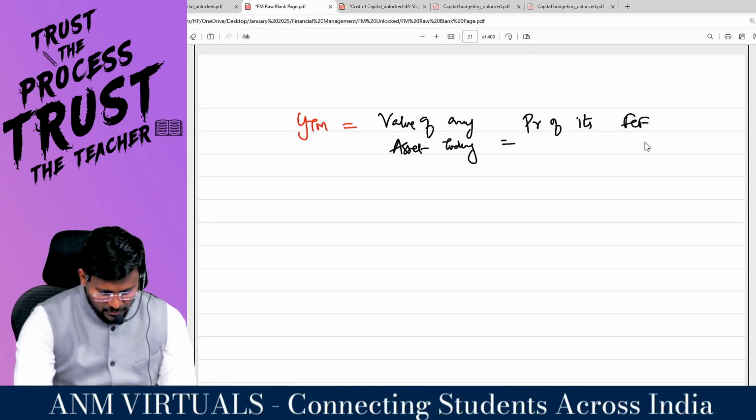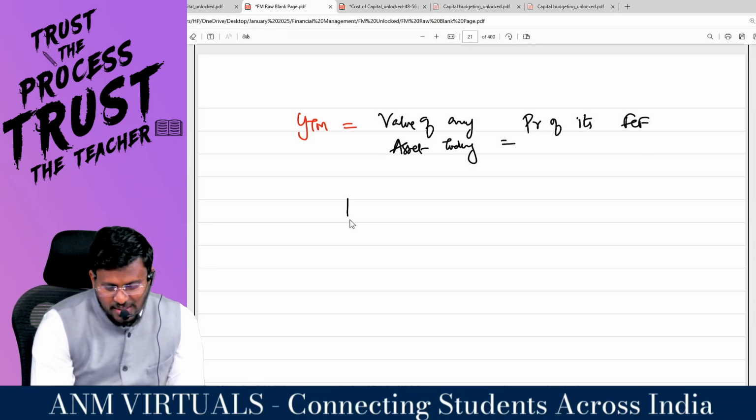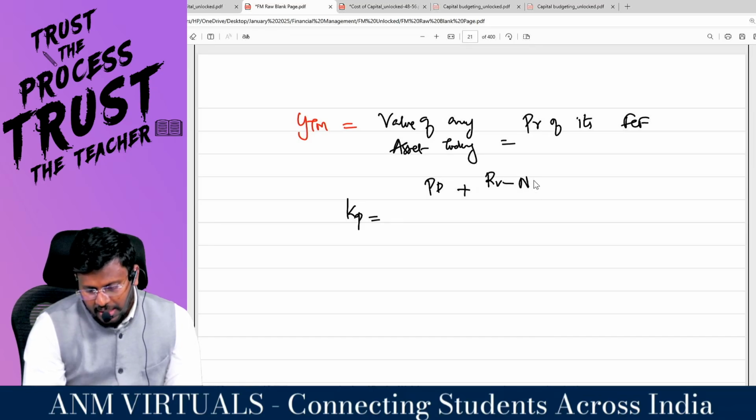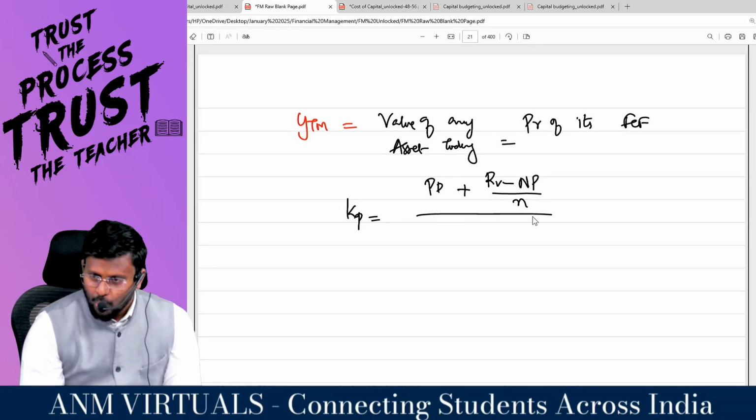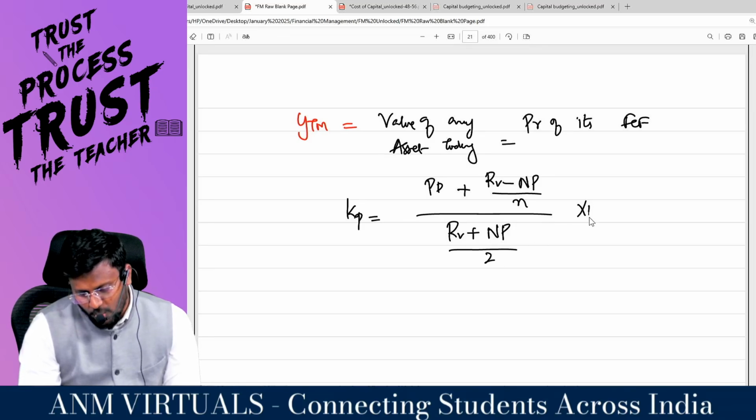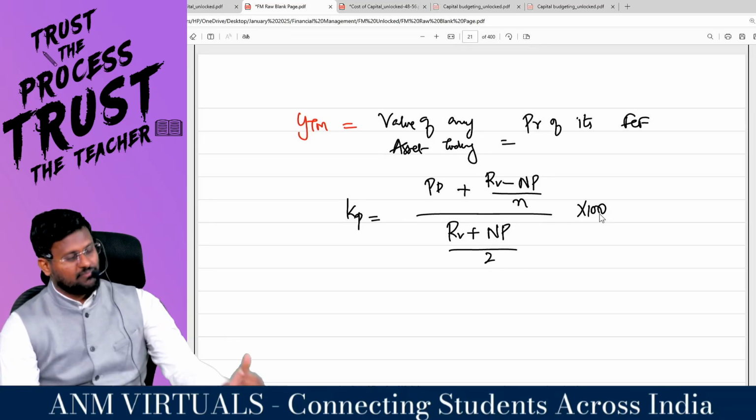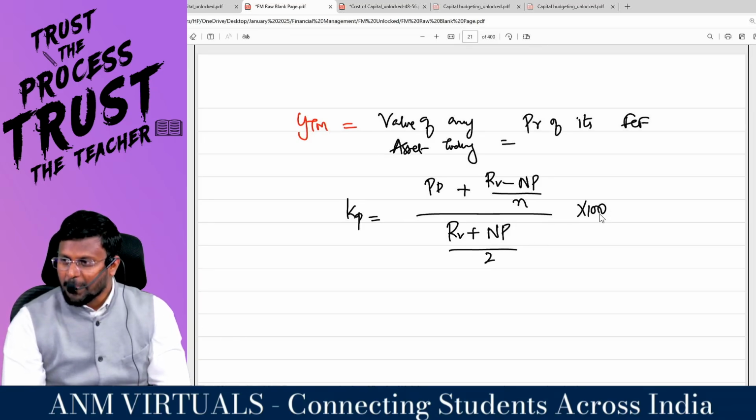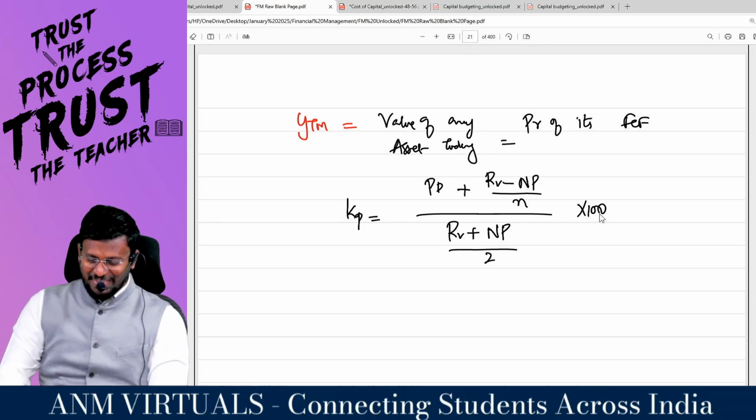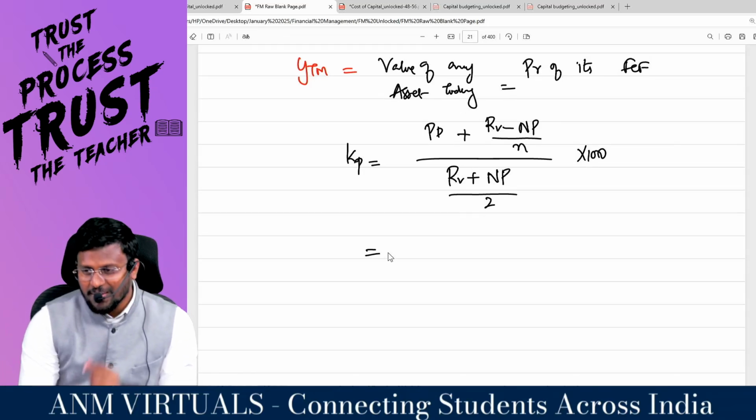Right, sir? Let me ask you a question. Very easy question. As we all know that Kp is equal to PD plus RV minus NP divided by N, whole divided by RV plus NP divided by 2, into 100. Sir, they asked YTM, why are you putting approximation to guess the rate? Are you really with me? What is the preference dividend?